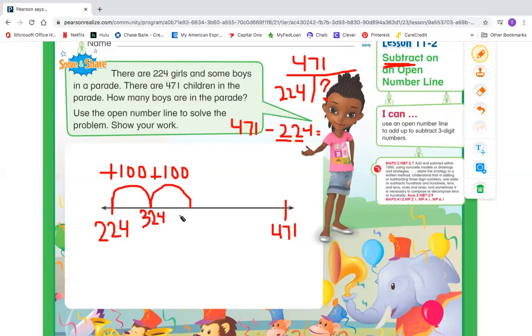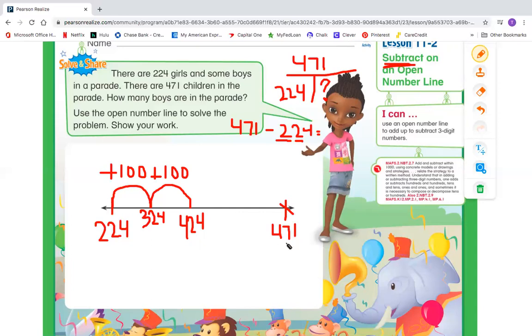Now I'm at 424. If I made another hundreds jump, I would be at 524, which would be over my end. My X marks the spot, right? So now I'm done with my hundreds. I can't jump more than 200. So now I need to start jumping my tens.